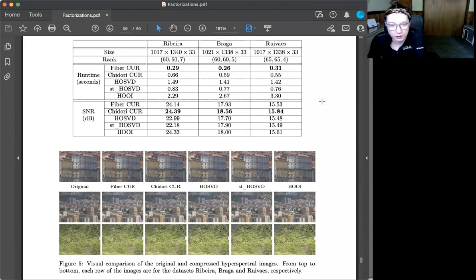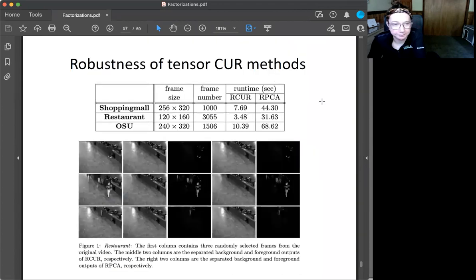So there are nice things one can do with the CUR methods in the tensor case, such as hyperspectral data. You can also do robust CUR, which is analogous, if you're familiar, to robust PCA, a version of PCA that can separate noise from the principal components. This is used, for example, in detecting foreground and background. We can do the same sort of thing for CUR, and we can separate foreground and background in, say, video data.